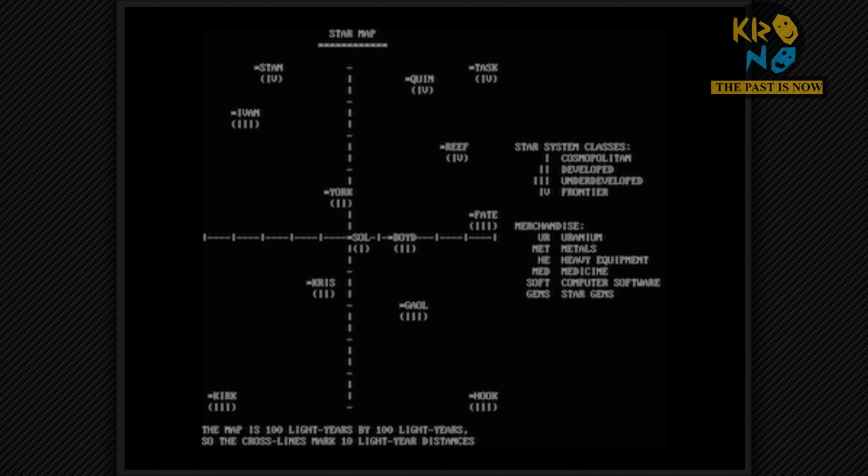Star Trader was written by Dave Kaufman in the BASIC programming language. The game originally appeared in the People's Computer Company newsletter, later magazine, and later in a book compilation, What to Do After You Hit Return.